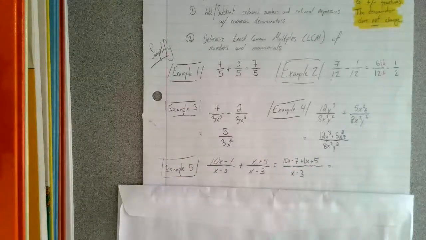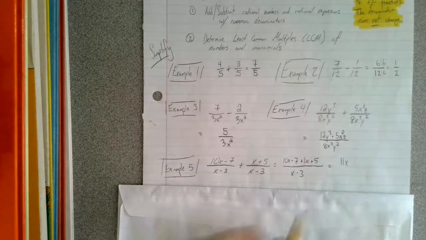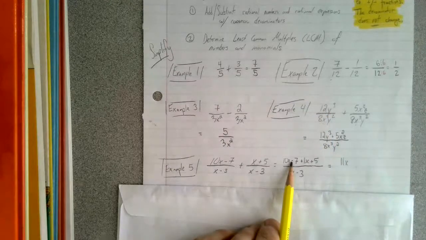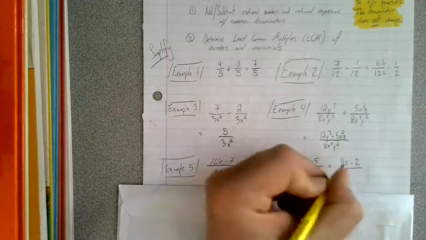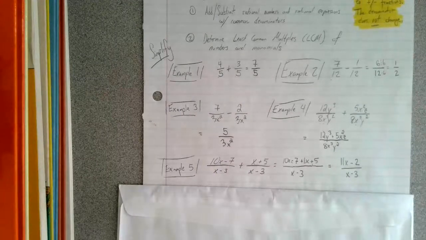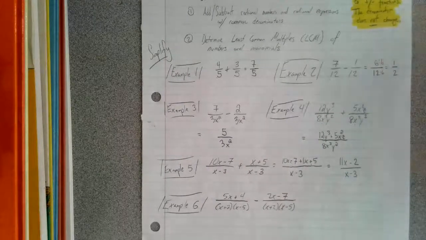We have a 10x plus a 1x, which of course you guys know is 11x. And then we have a negative 7 plus 5. Negative 7 plus 5 is equal to negative 2. And folks, that is it. We are going to leave this fraction as it is. All right. We simplified the top, we combined like terms, and we keep the denominator the same. Moving on to the last one.